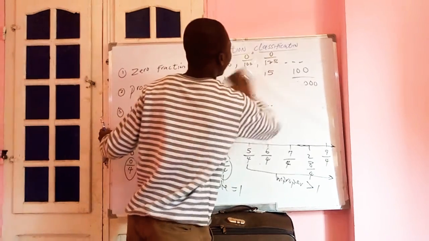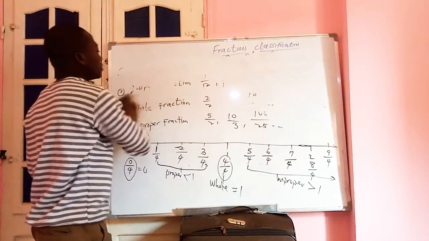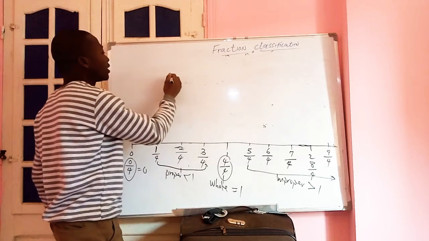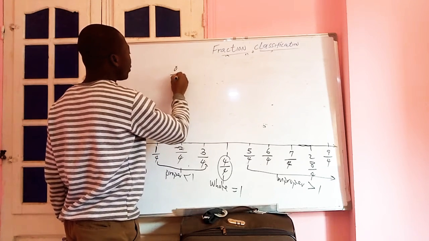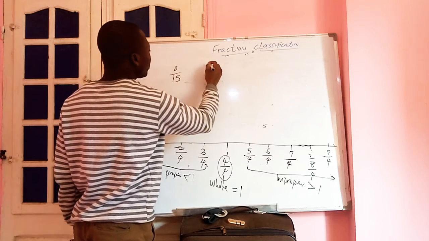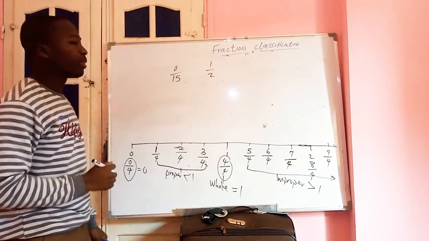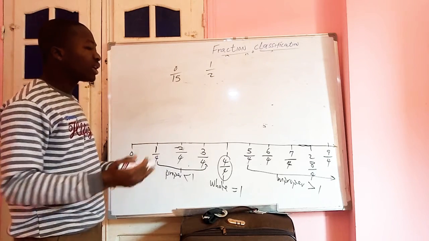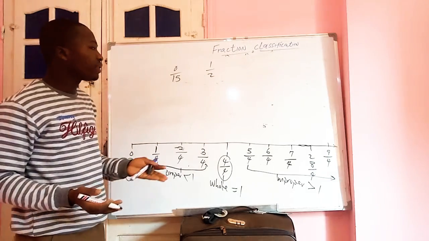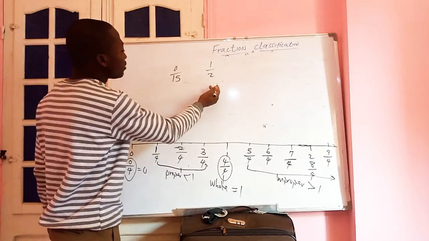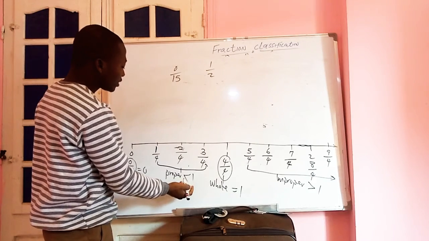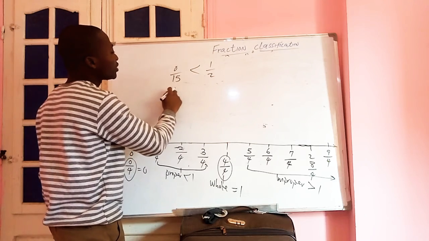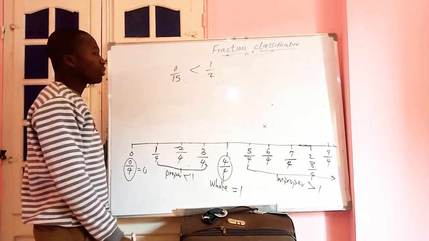Let's say, for instance, we have 0/15 compared to 1/2. To compare these fractions, there's no need to do any calculation. Just look at it. This is a zero fraction and this is a proper fraction, and the proper fraction is greater than the zero fraction. So 0/15 is less than 1/2.